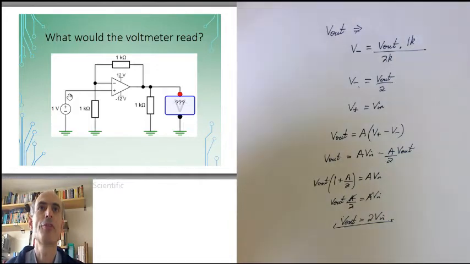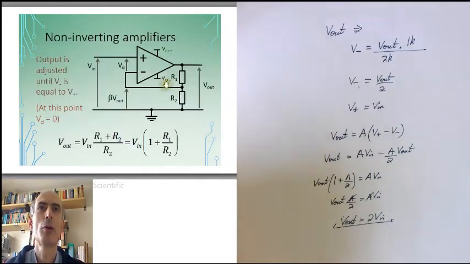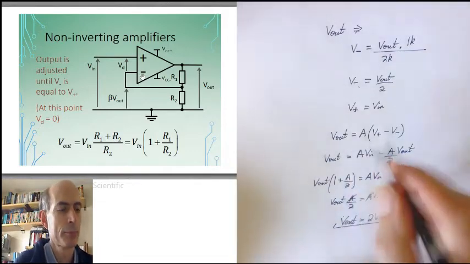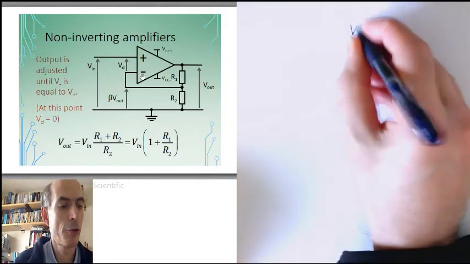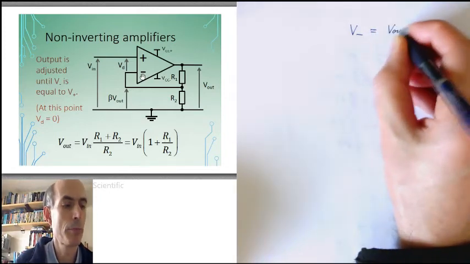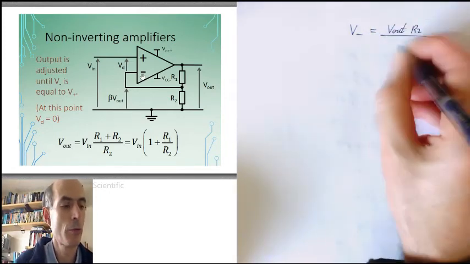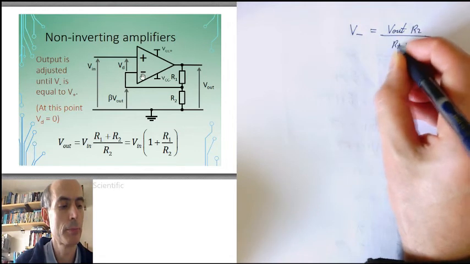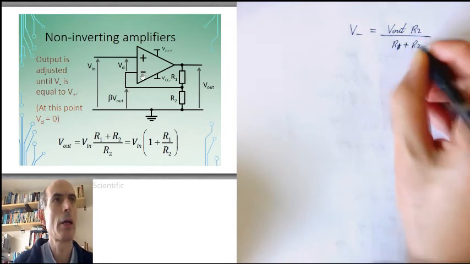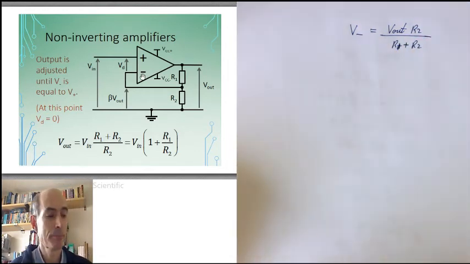We can generalize this. Supposing we have a circuit here in which the output has 2 resistors attached to it, forming the potential divider, R1 and R2. The inverting input would be given by the output times R2 over R1 plus R2. That's just the potential divider formula again.